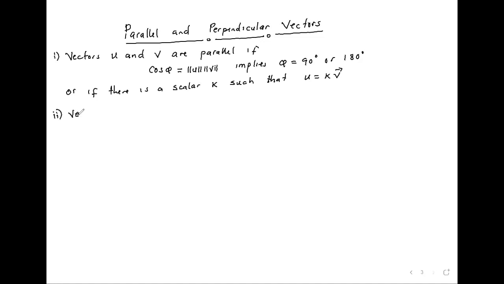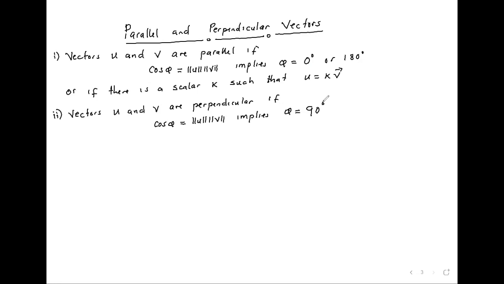Two vectors u and v are perpendicular if cos theta is equal to u. This implies theta. Here I wrote the wrong thing. This should be 0, implies 0 or 180. But if theta is 90, then you say they are perpendicular.